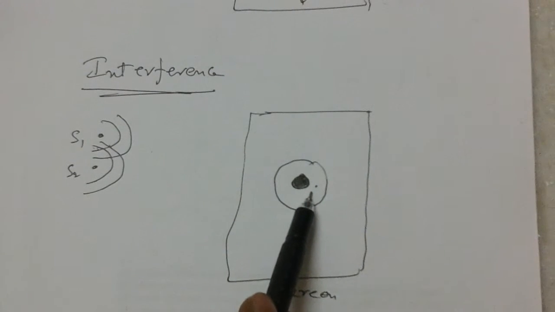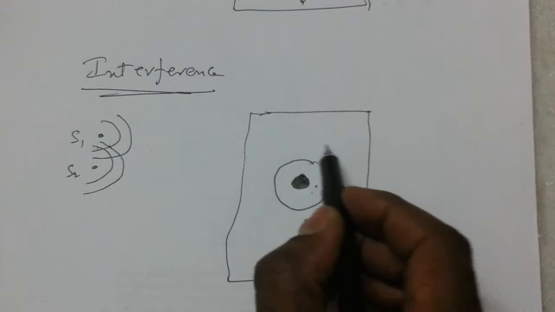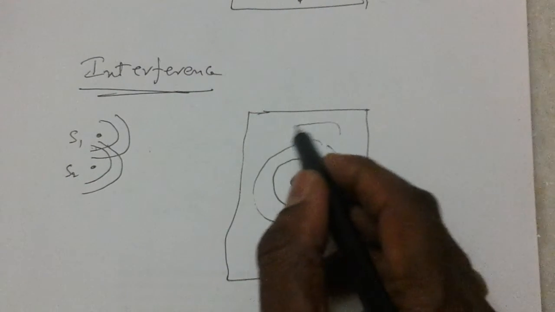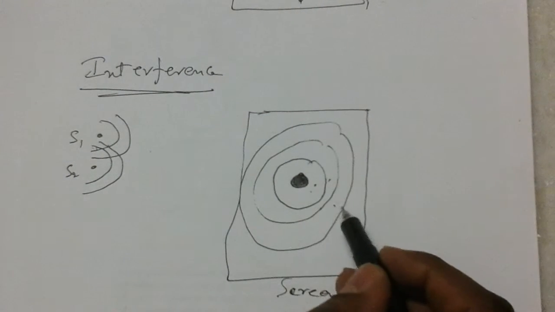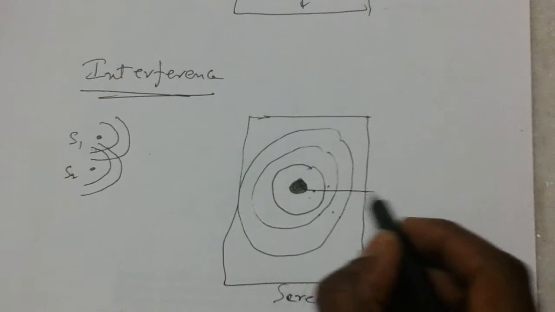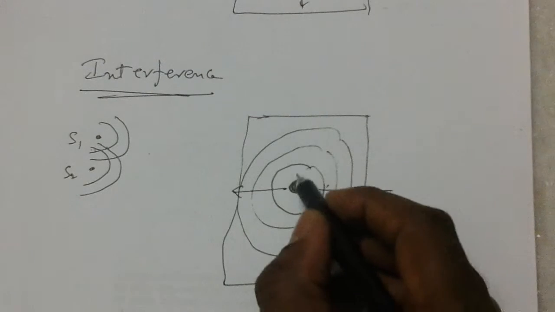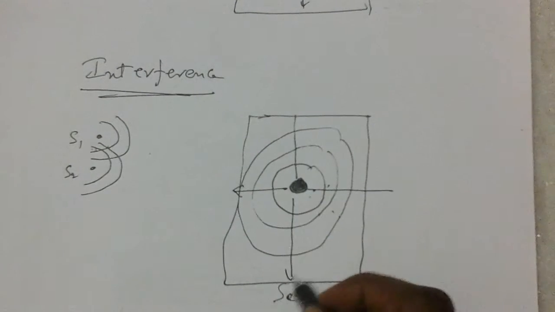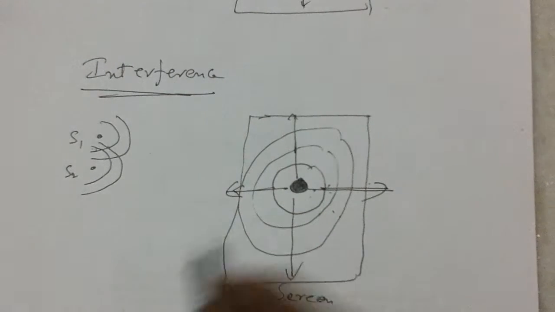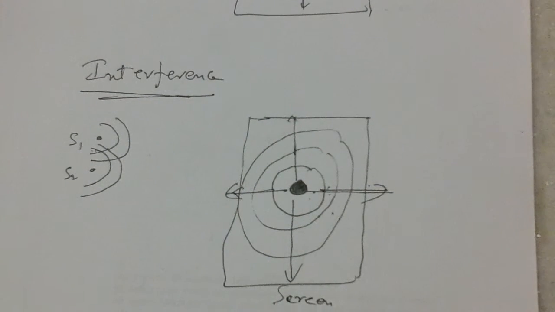Next bright, next dark, again bright, again dark, again bright, again dark. Like this, uniform intensity is present if you go to either side of the pattern, top, bottom, left, right. In any direction you can see uniform bright and dark fringes with uniform intensity.